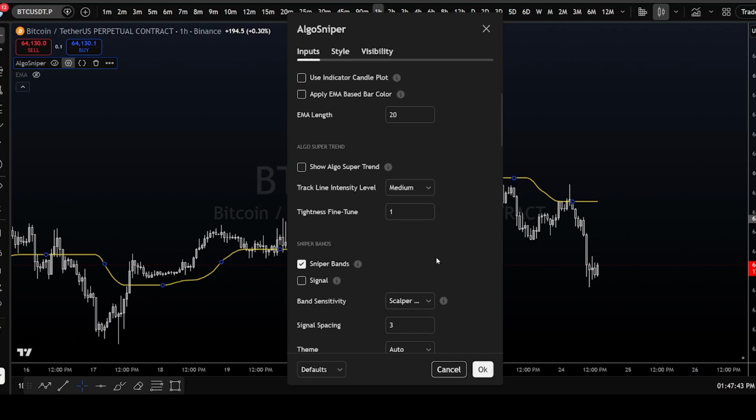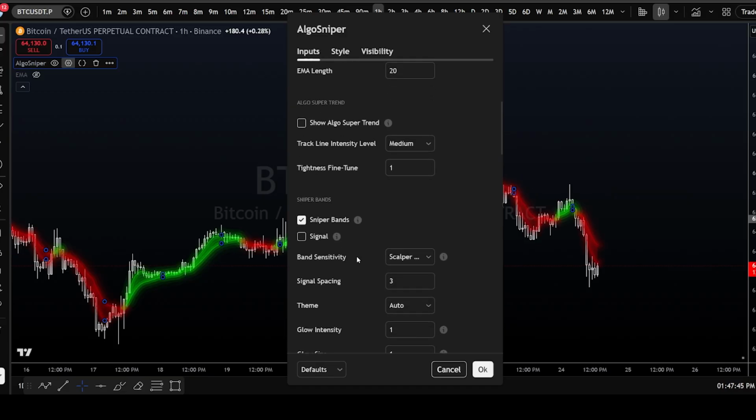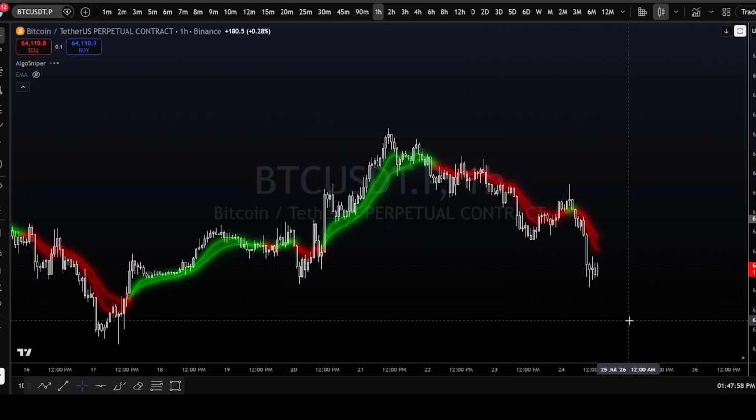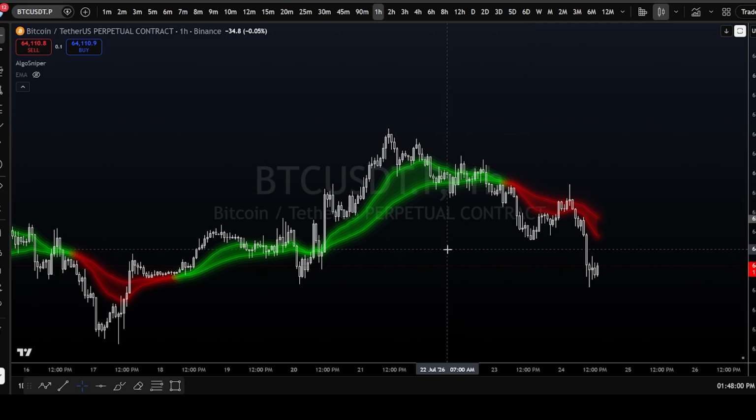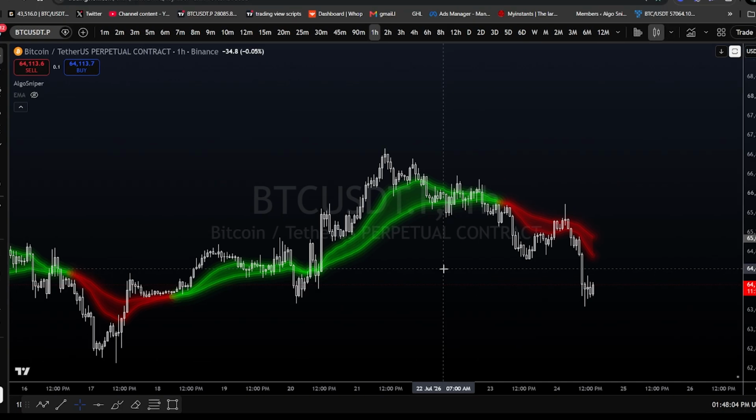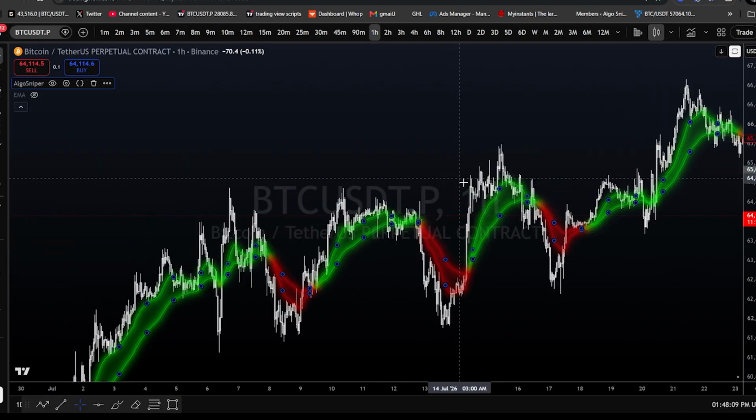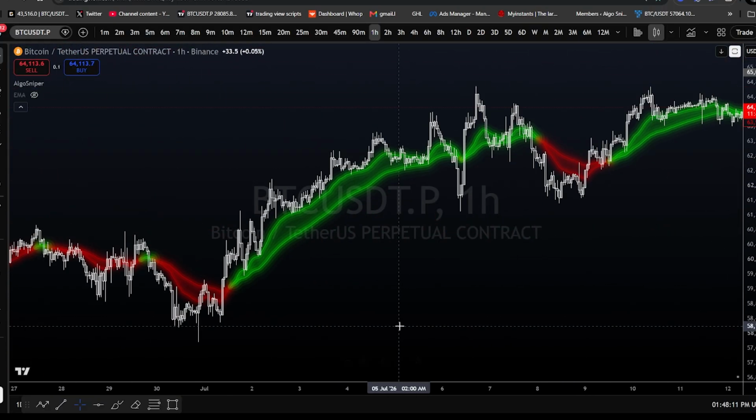The next one is the sniper bands, which is probably one of my favorites. There are multiple settings here. Balanced should be the first setting, and this tells you the 10 and 20 crossover, but you could switch it to swing. So a less aggressive stance that'll keep you in the trend as long as possible. And this is very important. So I'm going to explain this indicator to you now.